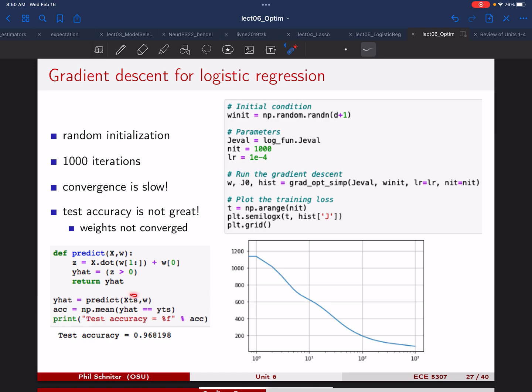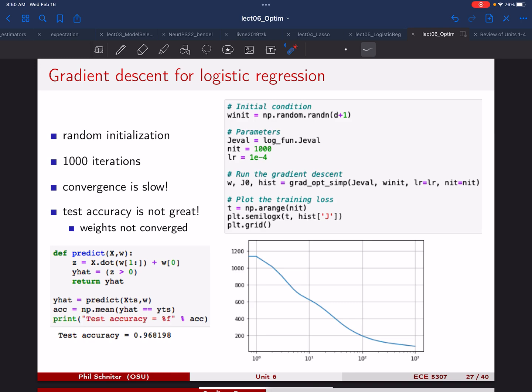So we can use the test features and the w we got from our optimization to compute y hat, and then we can do a comparison between y hat and the true test labels. And these are logical variables, so either they're going to be 0 or 1. And just by looking at the mean of those binary outcomes, you can compute the test accuracy. And okay, so we find it's 96.8%. It's basically not great.